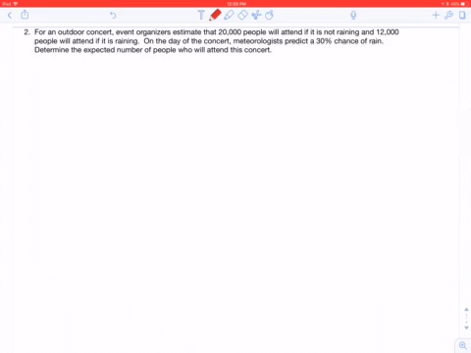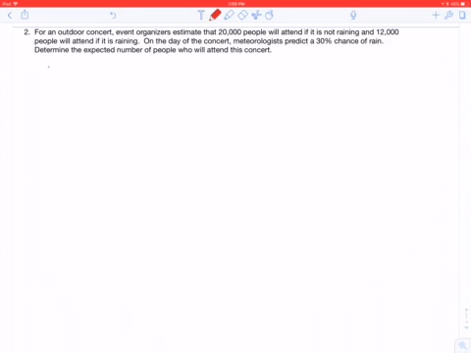For a second example, for an outdoor concert, event organizers estimate that 20,000 people will attend if it is not raining, and only 12,000 people if it is raining. On the day of the concert, meteorologists predict a 30% chance of rain. We want to determine the expected number of people who will attend this concert.